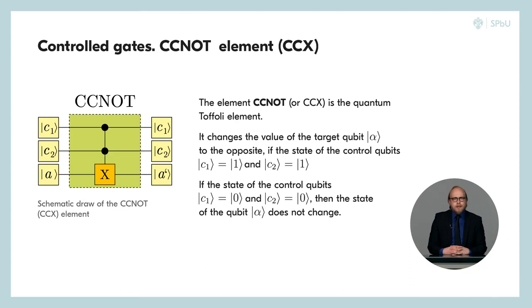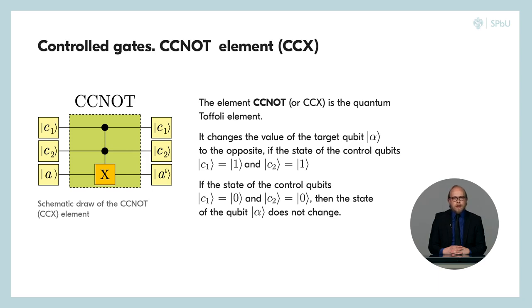Let us now consider the element CCX, or the quantum Toffoli gate. As can be seen from the scheme on the slide, it is also in many ways similar to the classic Toffoli gate. Indeed, the logical element X will be applied to the target qubit A only when the control qubits C1 and C2, which are at the input of the Toffoli element, are simultaneously in the state 1. And if at least one of the control qubits is equal to 0, then nothing happens with the target qubit A.